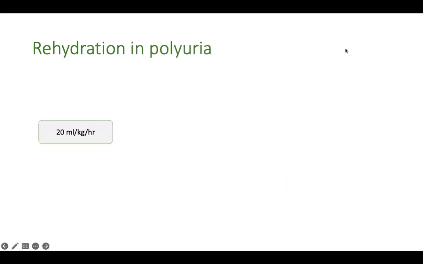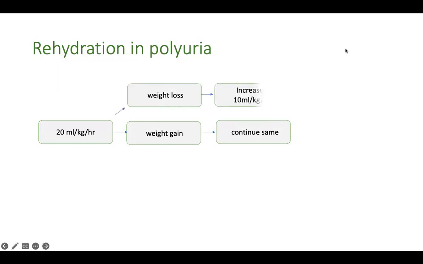So start your rehydration in case of a polyuria with 10 to 20 ml per kg per hour. Then measure the weight. If you find there is weight gain, just continue the same rate of fluid administration. If you find that the child is having weight loss, then increase by 10 ml per kg. That means if the child is already on 20 ml per kg, make it 30 ml per kg per hour. If the child is on 10 ml per kg per hour, then you make it 20 ml. So you have to increase by 10 ml per kg.